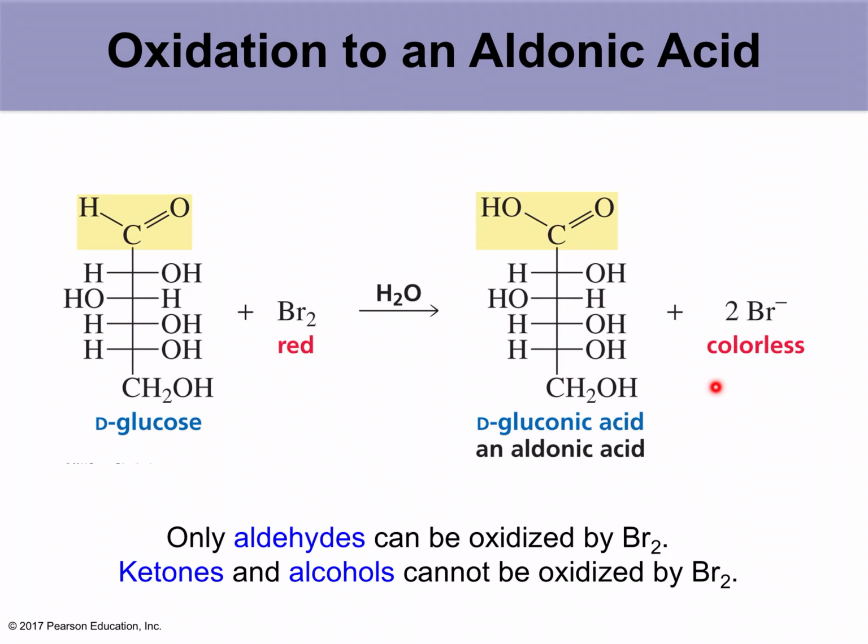And then bromide ions will be generated in the mechanism. Bromide ions are colorless. So if the red color bromine becomes colorless bromide, then we know the oxidation has taken place. Only aldehydes can be oxidized by bromine. Ketones and alcohols cannot be oxidized by bromine, so nothing will happen to these hydroxyl groups. Only the carbonyl group will oxidize to a carboxylic acid, which is D-gluconic acid, an aldonic acid.